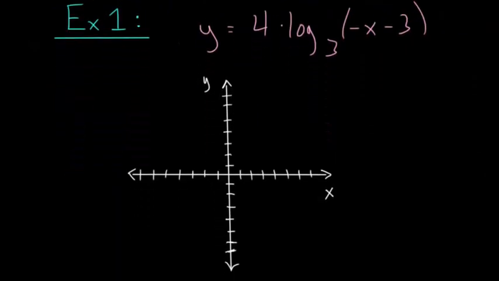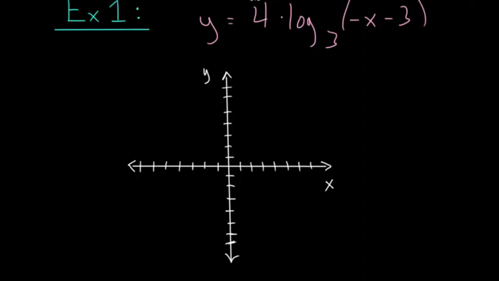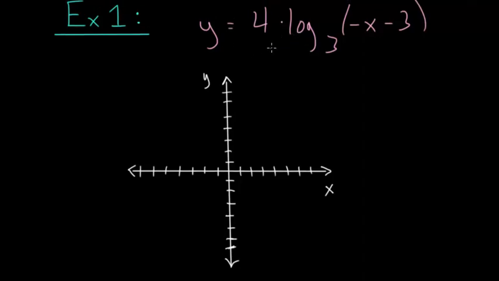So let's look at this first example problem, where we have y equals 4 times log base 3 of minus x minus 3. Before we try and consider the transformations, anytime I see a negative attached to x on the input, I like to factor it out. Once you factor it out, it's more clear how the function is shifted left and right. So let me rewrite this. We now have y equals 4 log base 3 of minus (x plus 3).